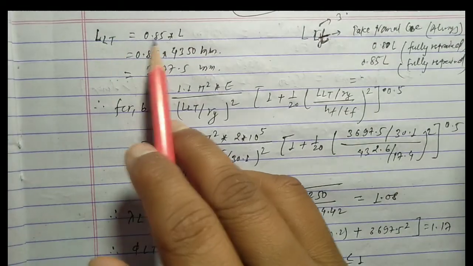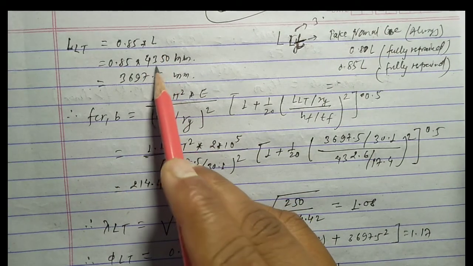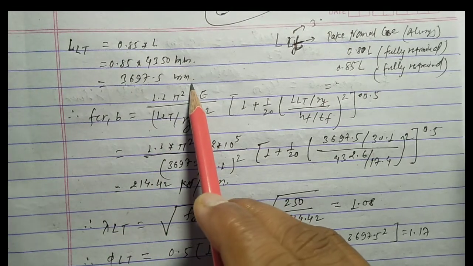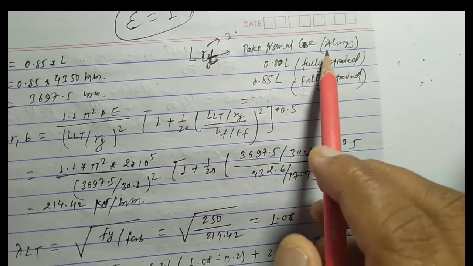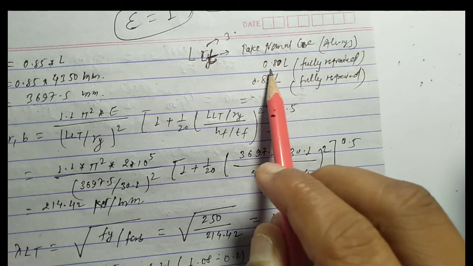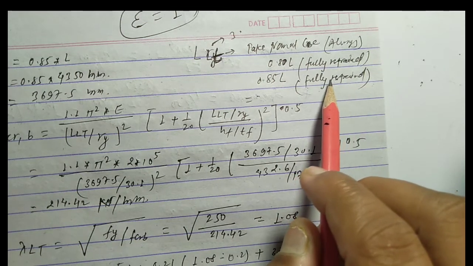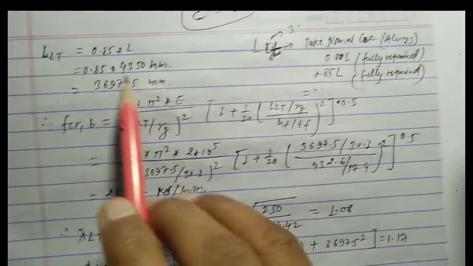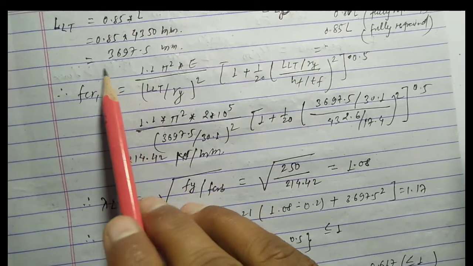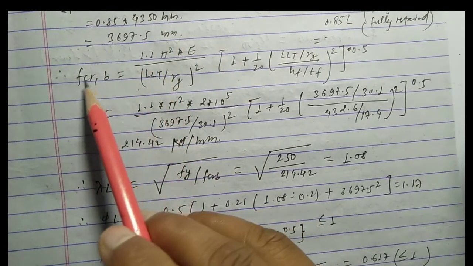L_LT equal to 0.8 times L. We have L equal to 4350, so this value becomes 3697.5 mm. For L_LT, the normal case is always 1, but for fully restrained we will take 0.80L or 0.85L. Here in this video, in this condition we will take 0.85L. So the value of L_LT was 3697.5.